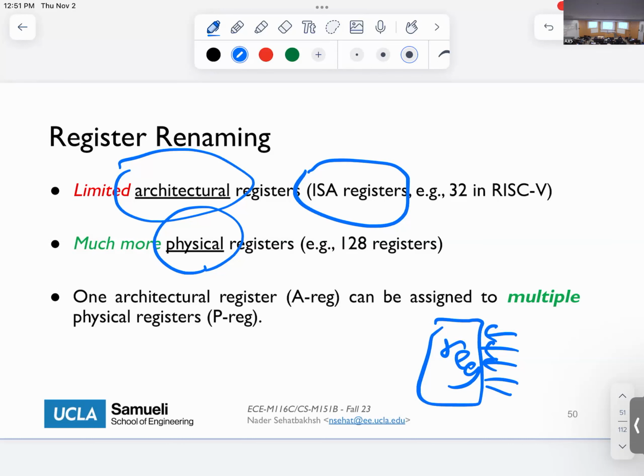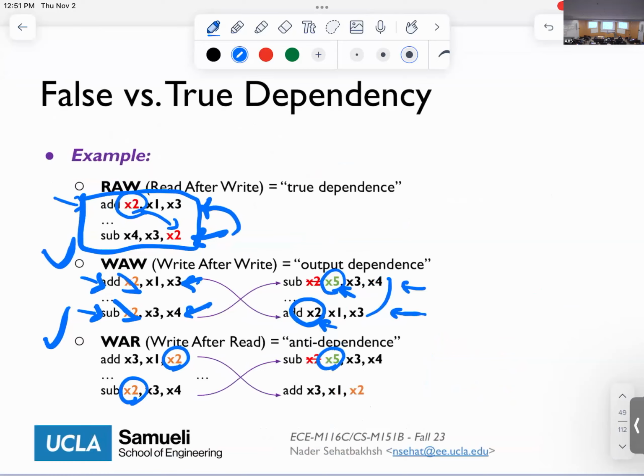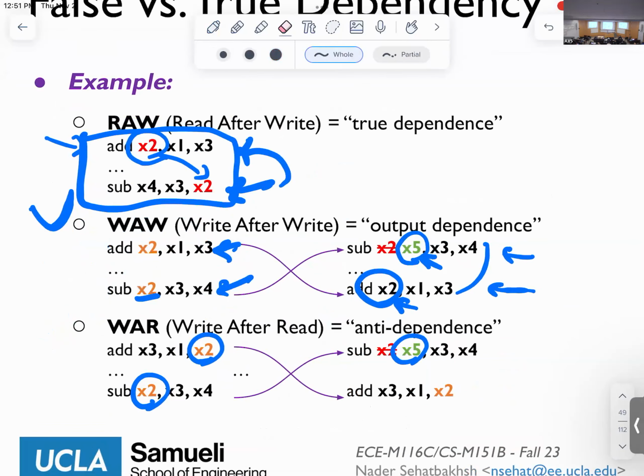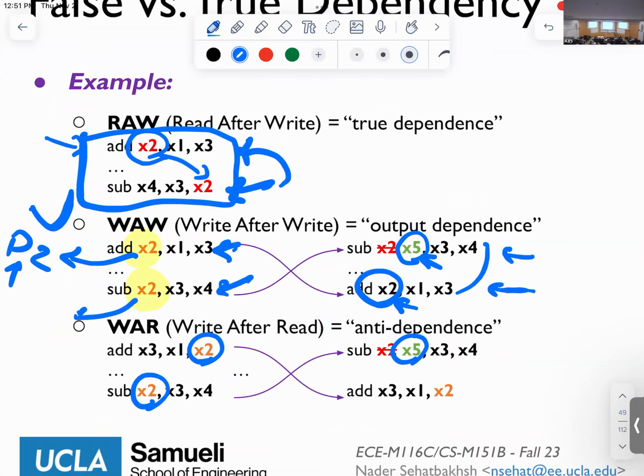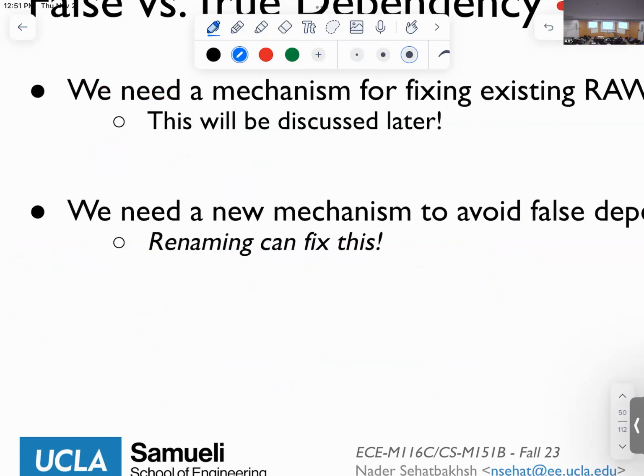If I can do that, then in a scenario like this, where my architectural register, which is X2, appears multiple times, I can map this into, let's say, P2, where P means that this is a physical register. And then I can map this to another physical register, let's say P3 or P4 or whatever, okay? So I'm mapping the same architectural register to multiple physical registers, and these physical registers are actually independent from each other. So I'm eliminating this problem that I'm having here, okay? So let me give you more detail.